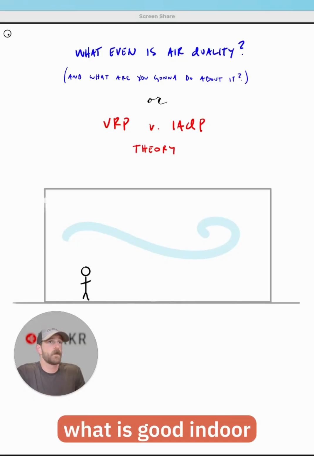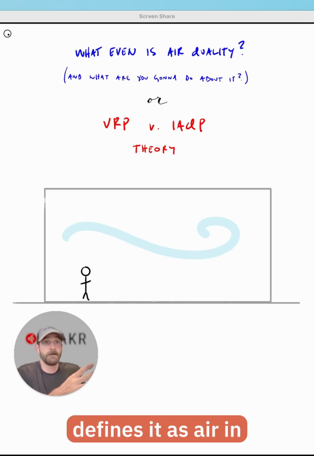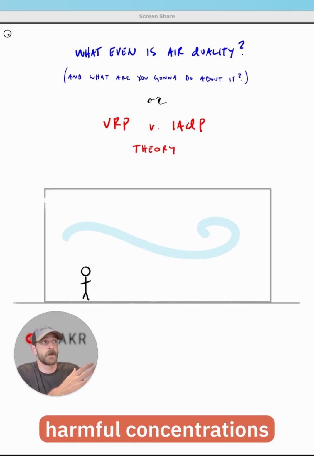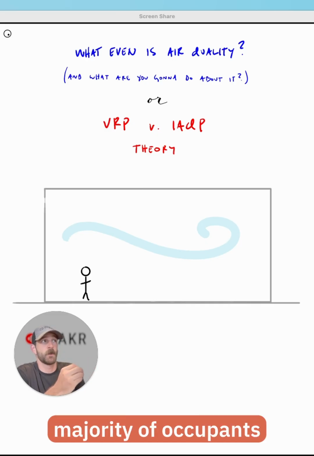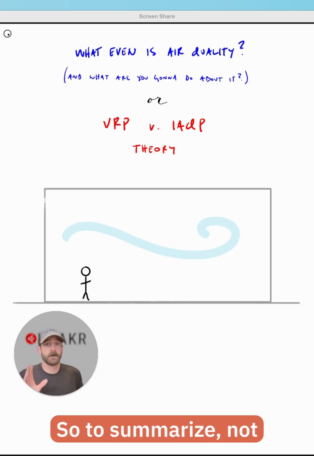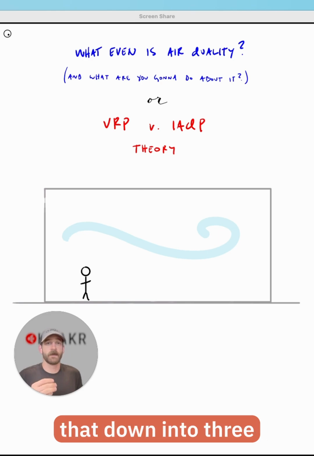First, let's define what is good indoor air quality. ASHRAE defines it as air in which there are no known contaminants at harmful concentrations and with which a substantial majority of occupants do not express dissatisfaction. So that last part kind of covers a lot. To summarize, not harmful and comfortable for most people. We can break that down into three factors.